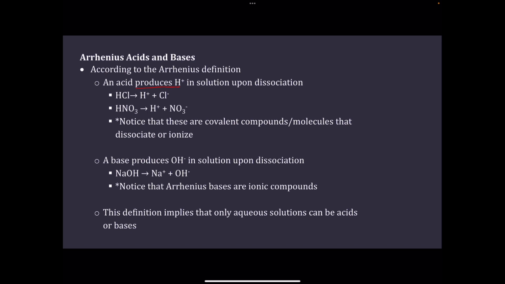Now, the Arrhenius definition for a base is that a base produces hydroxide in solution. So sodium hydroxide would break into Na+ and OH-. Notice that our Arrhenius bases, such as sodium hydroxide, are ionic compounds. They're typically going to be metal hydroxides. Ionic compounds that we put in water, they dissociate, and they have a hydroxide anion. Now, this definition implies that only aqueous solutions can be acids or bases because it's looking specifically at what happens in solution when something dissociates. But that's not the case. It's not just solutions that can be acids and bases.